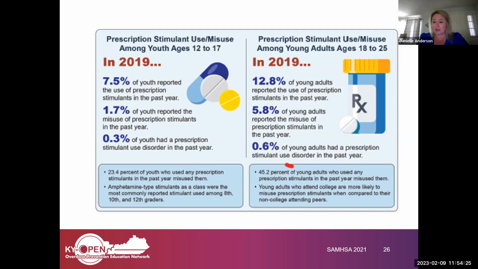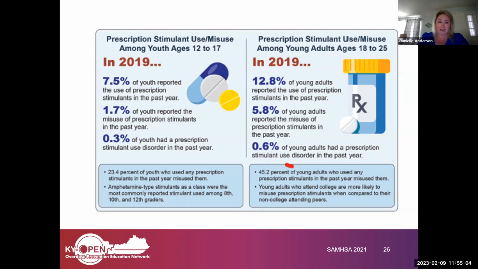But going back to what you were talking about, Christy, our prescription stimulant use and misuse among ages 12 to 17. I just wanted to stop for a second and discuss misuse. Prescription use would be using the prescription exactly as prescribed. Prescription misuse is any deviation from how the physician prescribed this medication for the patient. That could be taking too much, or using it intranasally instead of orally.